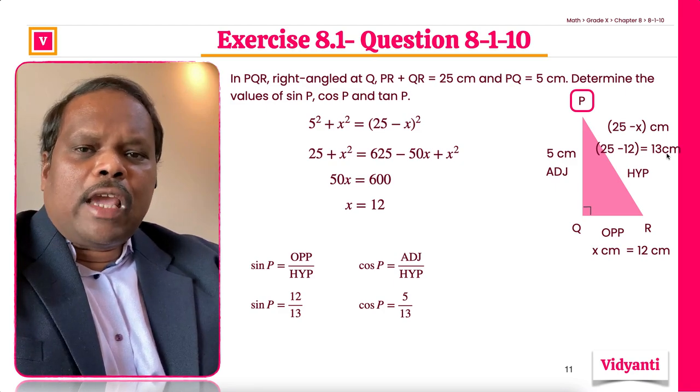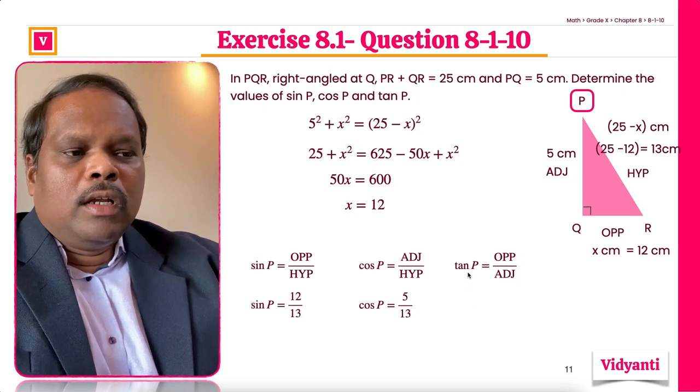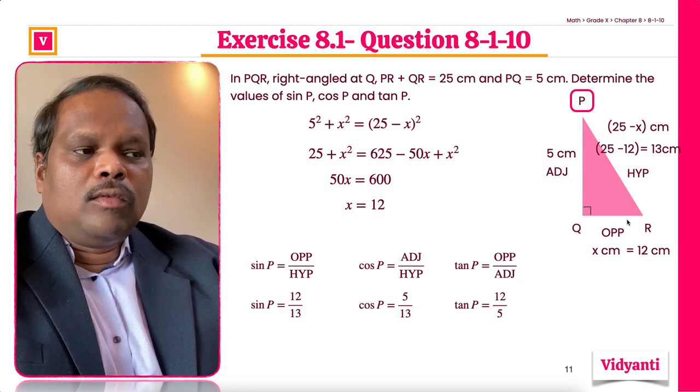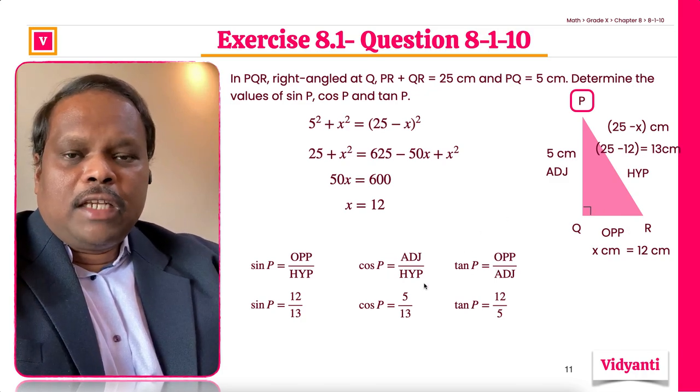Now tan can be calculated in one of two ways. Let's see both one by one. Tangent, according to the definition, is opposite over adjacent. So that would be 12 divided by 5. So this is one way of calculating tangent.